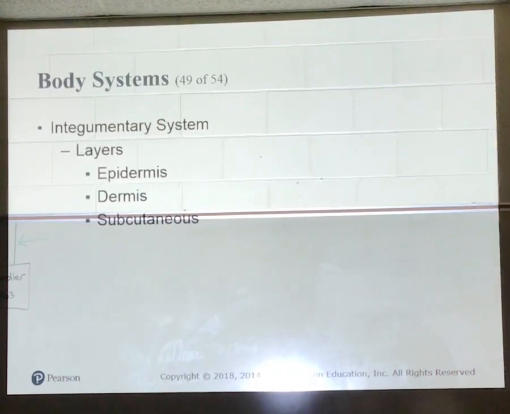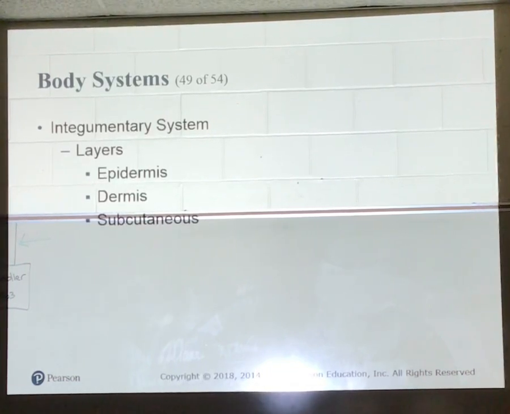The dermis, or the second layer of the skin, is much thicker than the epidermis. It contains the vast network of blood vessels that supply the skin, as well as the hair follicles, sweat glands, oil glands, and sensory nerves. It's composed of dense connective tissue. The dermis gives the skin its elasticity and strength.